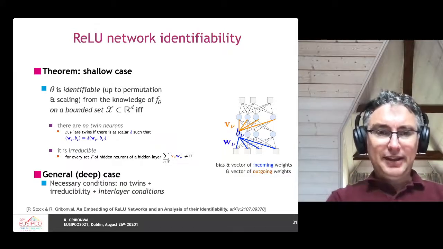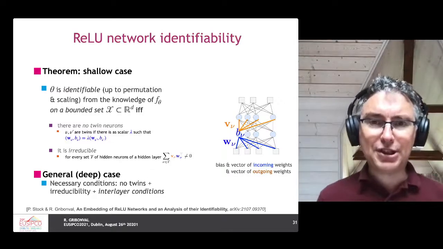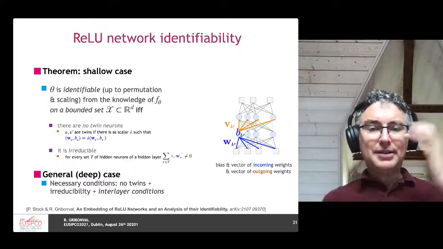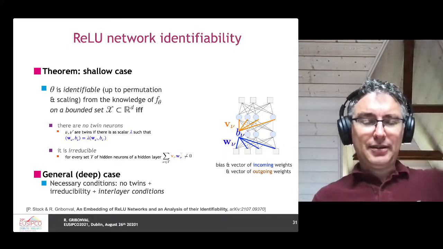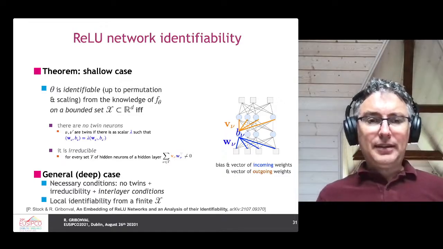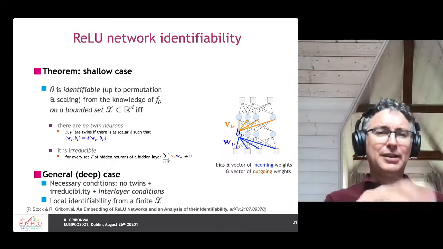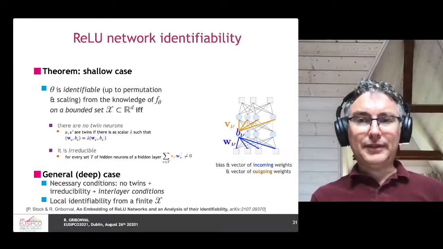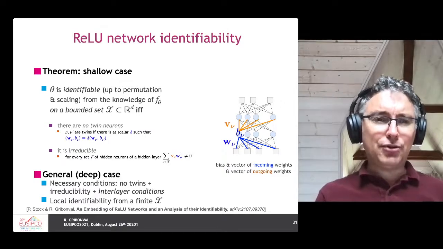These conditions are still necessary, but you can show that you need more. There are more necessary conditions that interrelate what happens in layers at different depths. Nevertheless, when you look at local identifiability and not global identifiability, we could come up with sharp characterizations that do not involve the irreducibility condition.